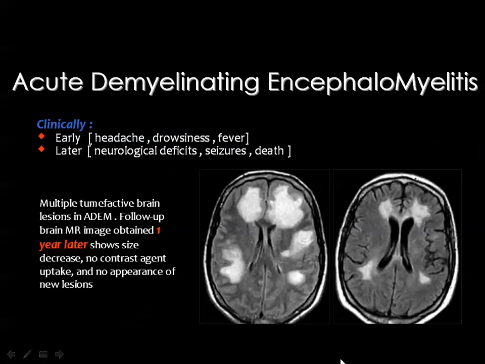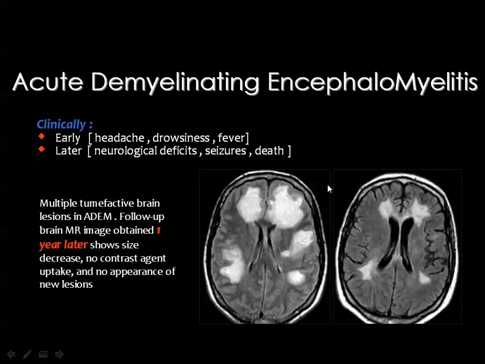But how can you differentiate this pattern of acute demyelinating encephalomyelitis from the rest of encephalitis cases? First, you should know some issues about the clinical picture of these patients. Early in the disease, they present with headache, drowsiness, and fever. Later in the disease, neurological deficits, seizures, and maybe even death.